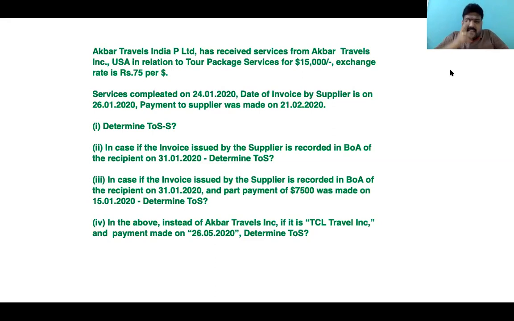See, it is not the 60th day. You will calculate 60 days, and it is a date 60 days immediately from date of invoice. Date immediately 60 days from date of invoice, which means 61st day. So date of invoice should also be considered. Date of invoice plus 60 days, next day morning, time of supply.